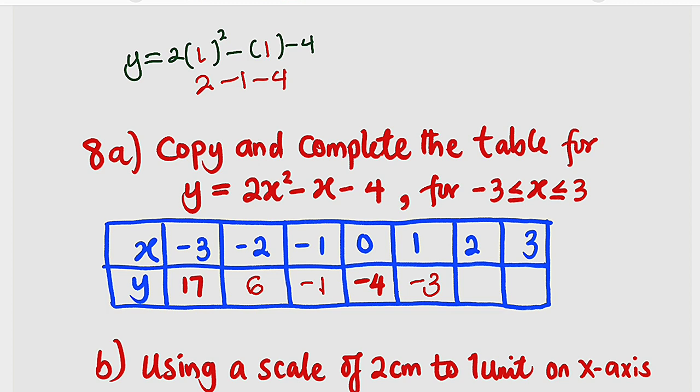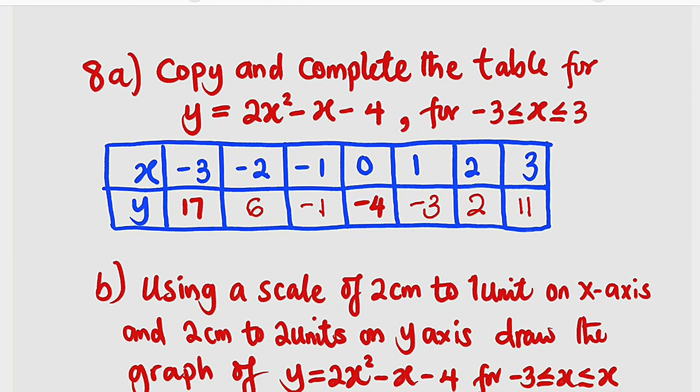Then what about when x is equal to 2? We have 2 here, we have 2 here. 2 squared is 4, and 4 times 2 is 8. -2 minus 4. 8 minus 2 is 6, and 6 minus 4 is 2. So this is 2. Then lastly, when x is 3, we have 3 here, we have 3 here. 3 squared is 9. 9 times 2 is 18. -3 minus 4. 18 minus 3 is 15, right? And 15 minus 4 is 11. So we have 11 right here. So we have just copied and completed the table. Then we move on to the B part.